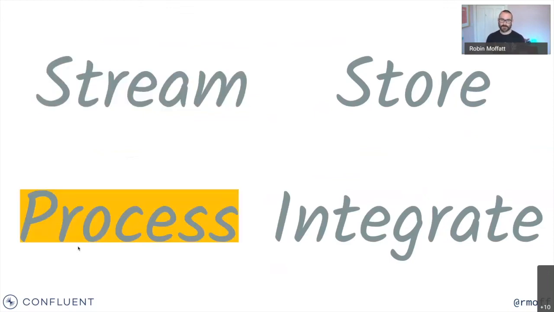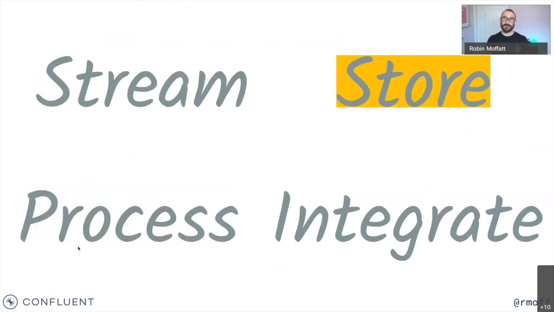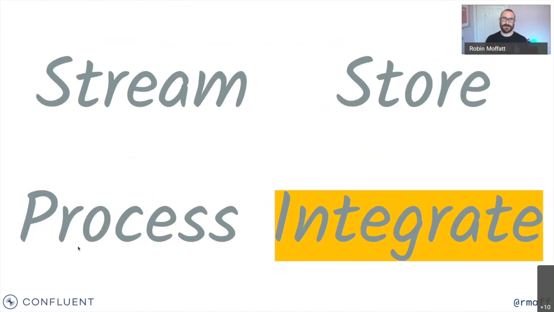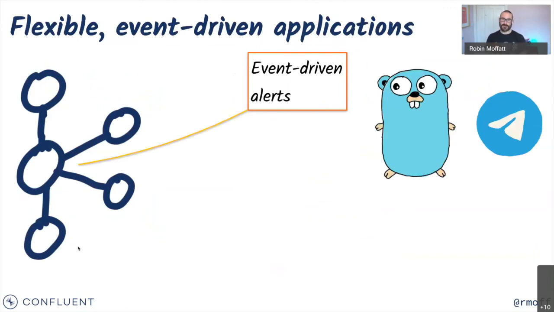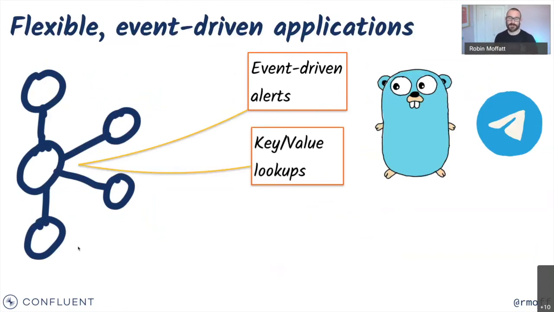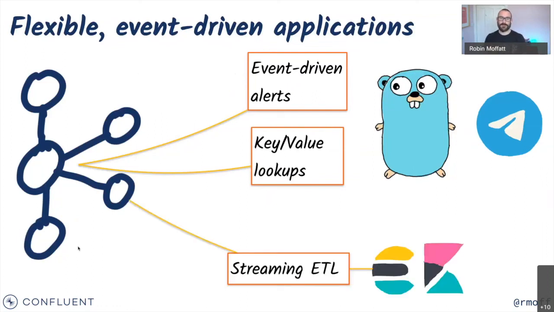We want to filter it, enrich it, and transform it. We want to store that data and build out state that can be queried. We also need to integrate that data out into different systems. So using Kafka, we can do event-driven alerting from our applications, we can do key value lookups from our applications, and we can also build out streaming ETL processes using ksqlDB and Kafka Streams.